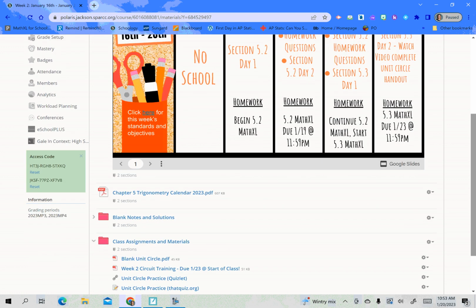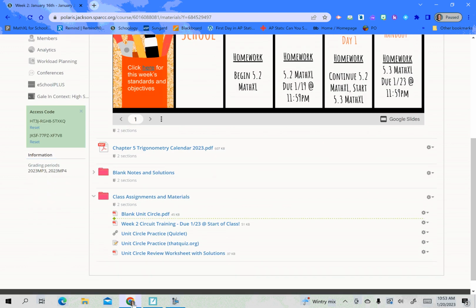If you scroll down to where it says class assignments and materials, you've got a blank unit circle like the one you got in class today if you want to practice filling that out. You have your circuit training, which is due on Monday. That's just right triangle stuff. Actually, is the 23rd Monday or Tuesday? Hold on. Today is the 20th. So, oh yeah, that's Monday night. Everything is due. Math Excel's due Monday night.